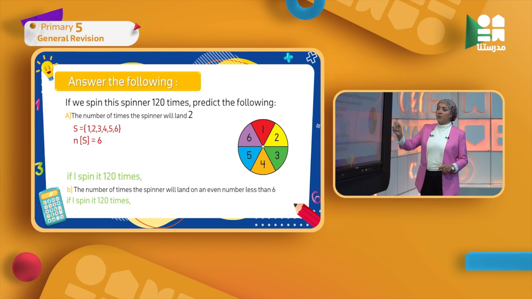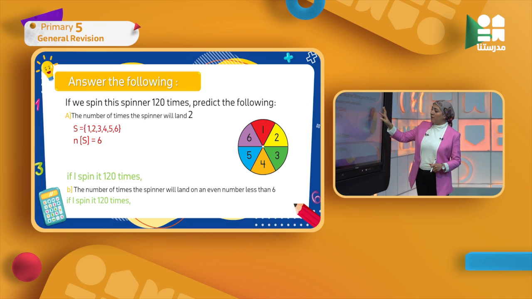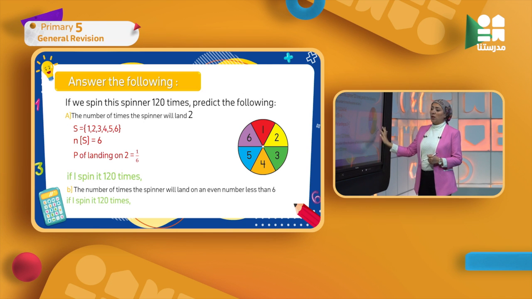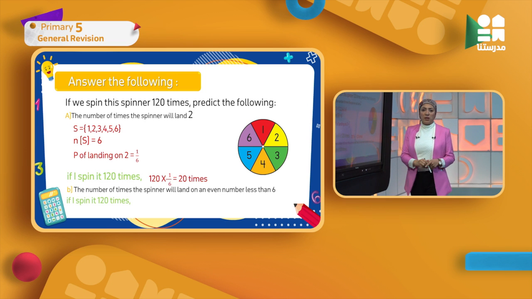Here, the number of times the spinner will land on 2. How many times do I have 2 in the spinner? I have the 2 only one time in the spinner. So the probability of landing on 2 is 1 out of how many outcomes? It's 1 over 6. If I spin it 120 times, not only one time, it will be 120 times 1 over 6, and then I simplify the 6 with 120, so the answer will be 20 times.